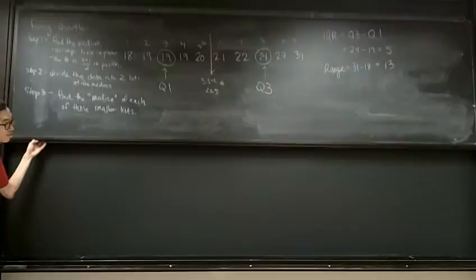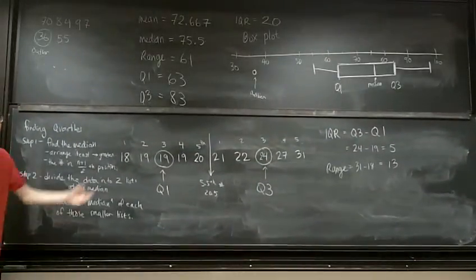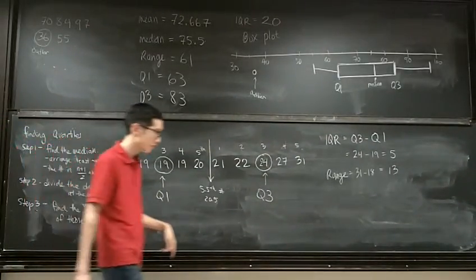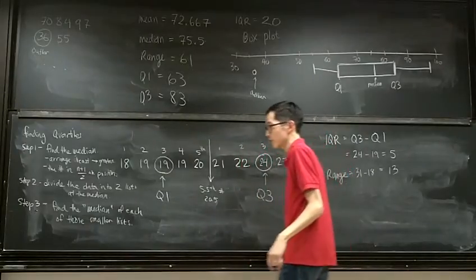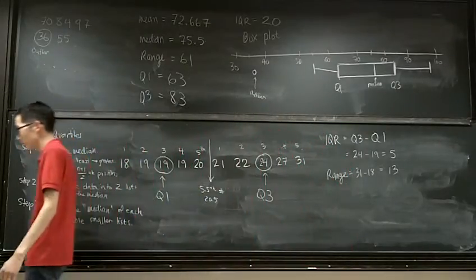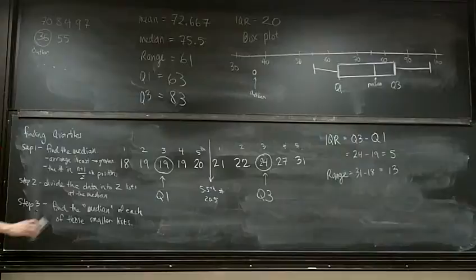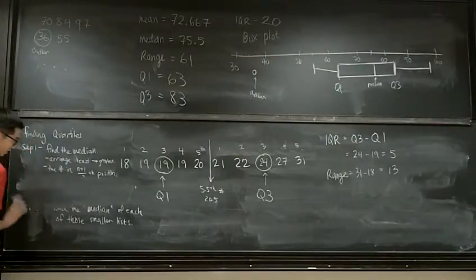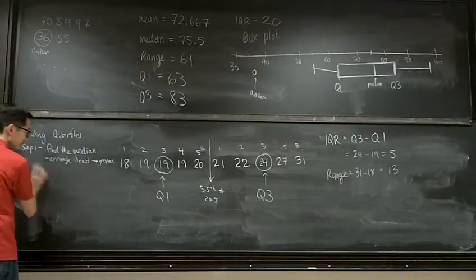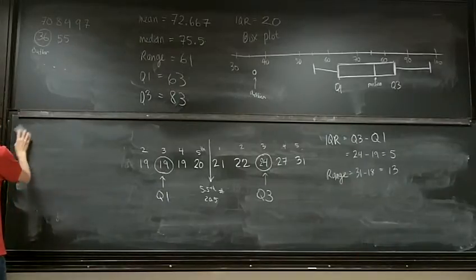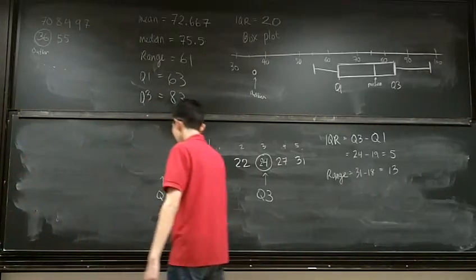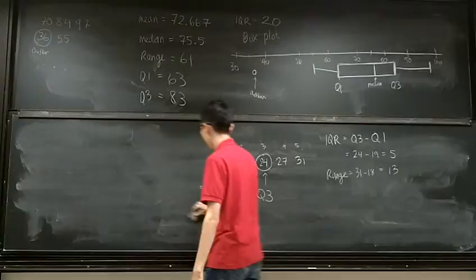Okay, so that's something that might appear on the quiz. You have a box plot, and you've got to be able to identify Q3, Q1, so on and so forth. All right, quick recap.